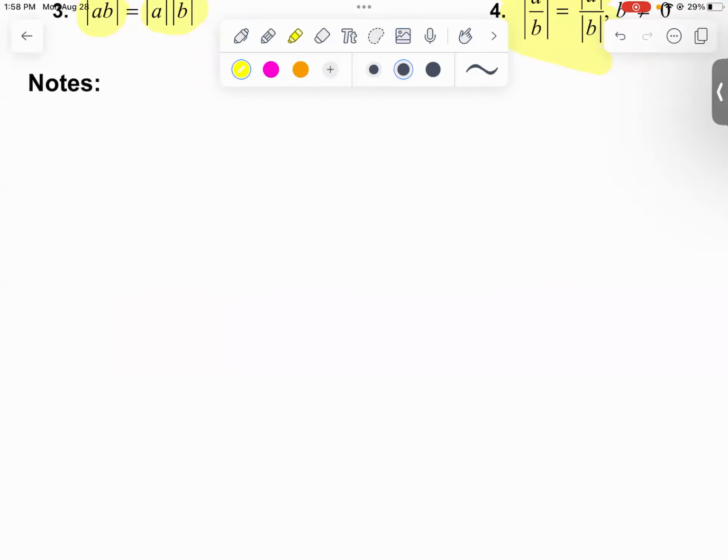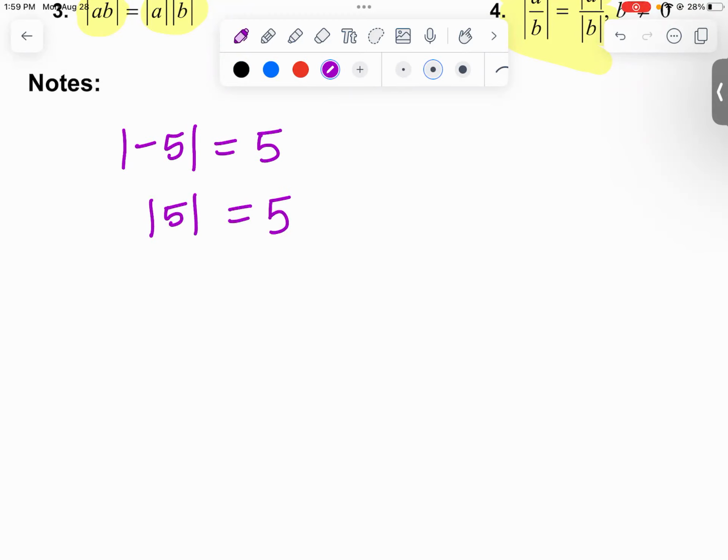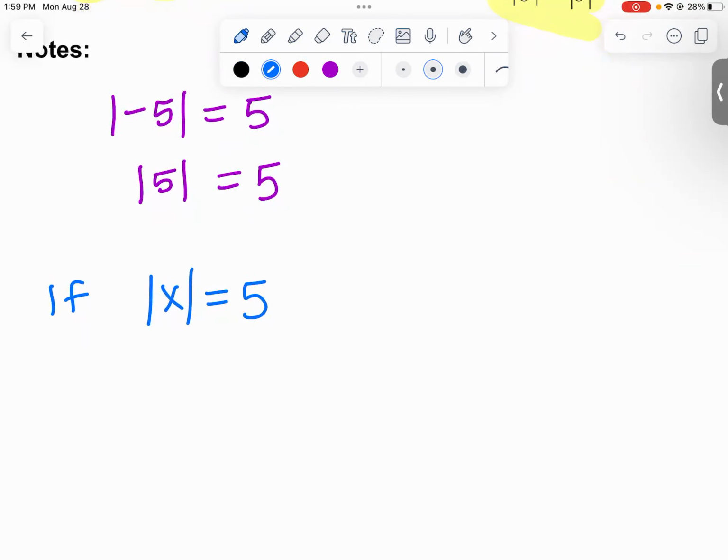All right, so what's true about the absolute value of -5? Okay, and what's true about the absolute value of 5? Okay, so let's just say I have the absolute value of x equals 5. What could x be? Henry? 5 or -5. Yep.